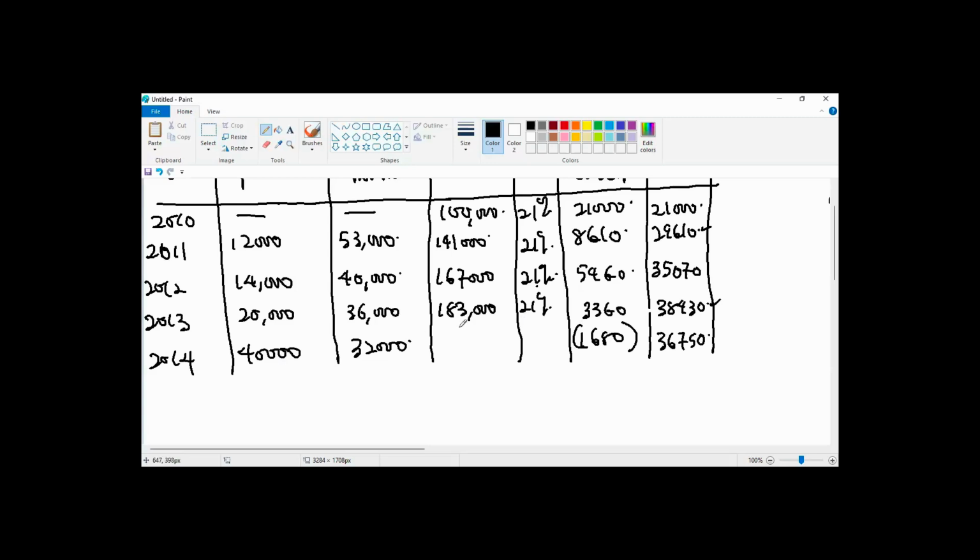Or 183,000 minus 8,000 is 175,000, times 21%. That is 36,750 credit.